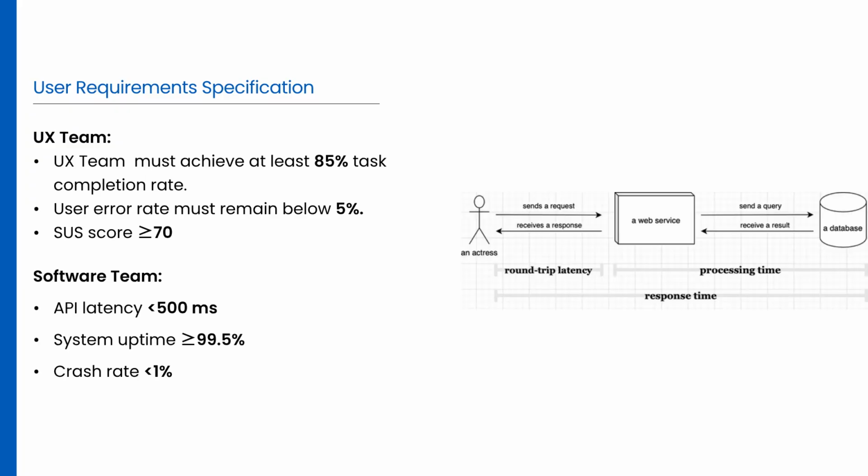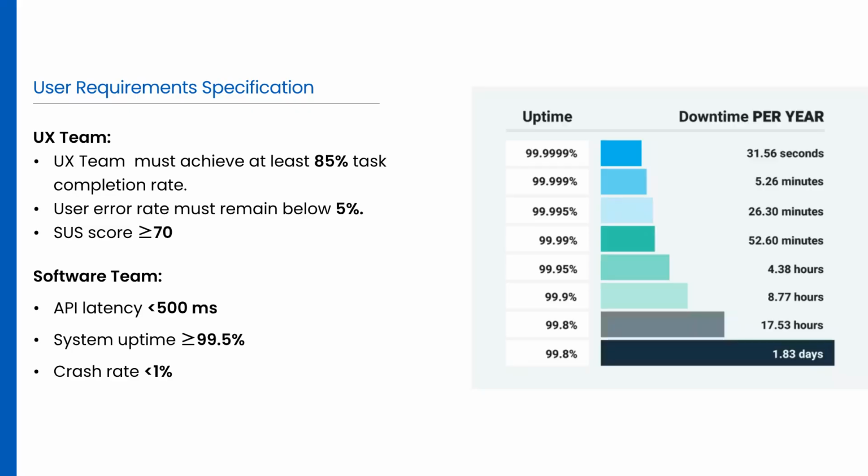The software team must convert these usability requirements into technical specifications. API response latency must remain under 500 milliseconds to ensure smooth performance. The system must maintain high reliability with uptime of at least 99.5%, and the system crash rate must remain below 1%. Uptime is the amount of time a system is working properly, while downtime is when it is unavailable. For example, if a food delivery app works all day except for 10 minutes of server failure, that is high uptime with minimal downtime. These requirements must be strictly followed to ensure both usability and system performance.